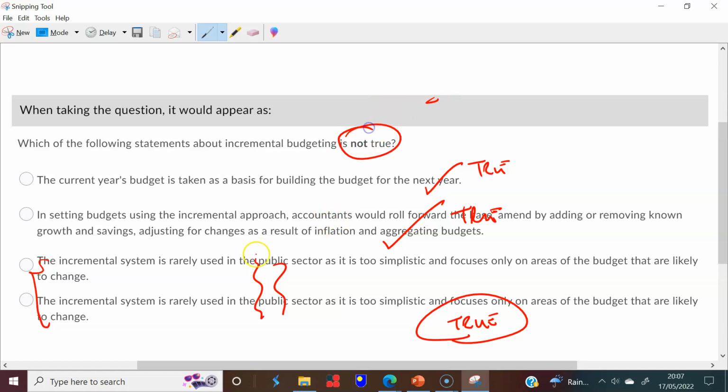What is not true is both 3 and 4. This is not true. Yes, this is not true. These are both the same thing. They're reading exactly the same way. Okay. This is all theory.